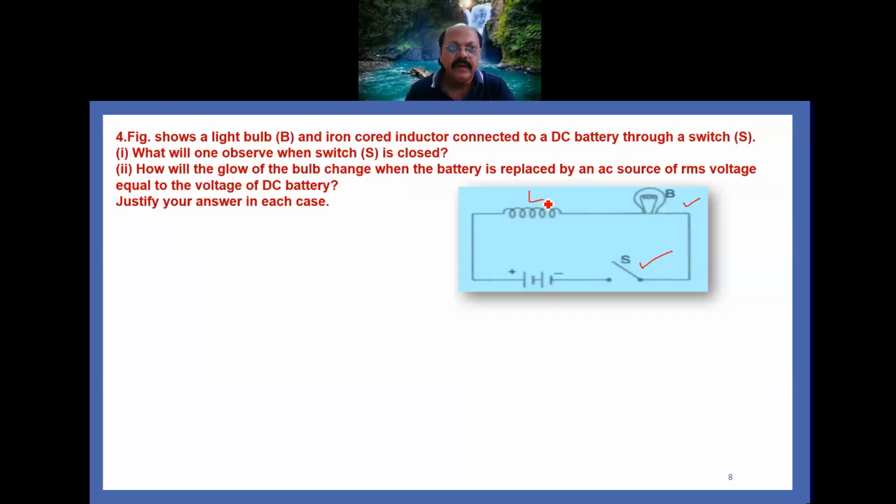Now the first part. What will one observe when the switch S is closed? Remember, this is a DC source. So when the switch is closed, a DC current starts flowing. And as you know that XL is equal to omega L, which is equal to 2 pi F L.